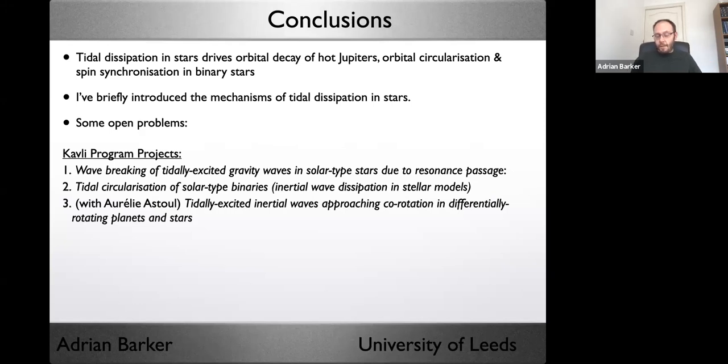So projects 1 and 3 primarily involve numerical simulations together with some analytical work. And project 2 is primarily numerical, involving stellar models. So please come and chat if you have any questions, or get in contact if you have any questions about any of this stuff.